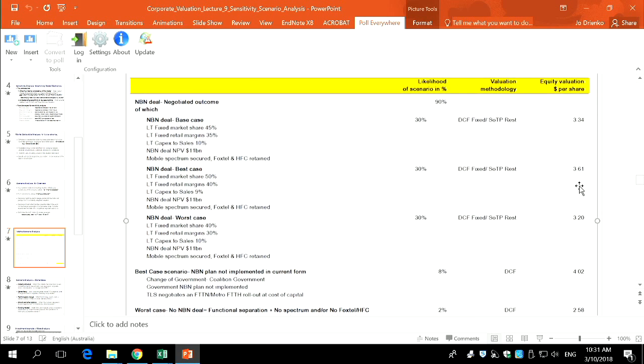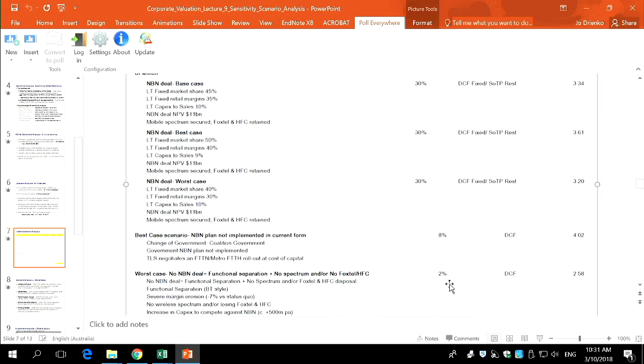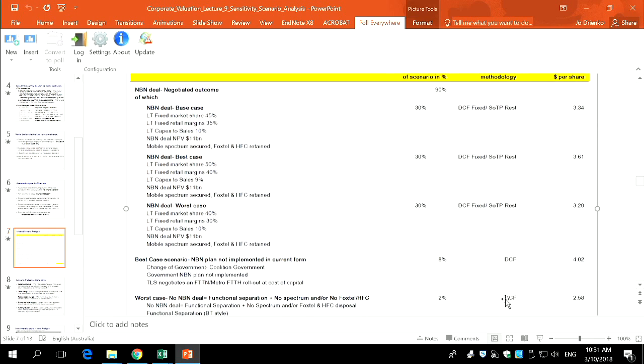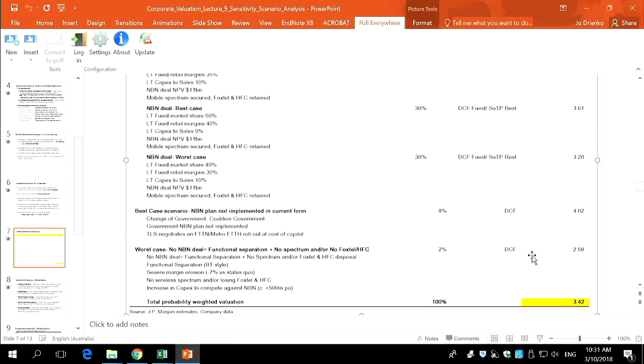So as you can see, each scenario has its own share price. The analysts did a probability weighted approach where they just multiplied this times this, this times that, this times this, and added it all up and got $3.42 as the final share price. So this actually is a real case. I didn't make this one. A JP Morgan analyst did this back when NBN was being considered.